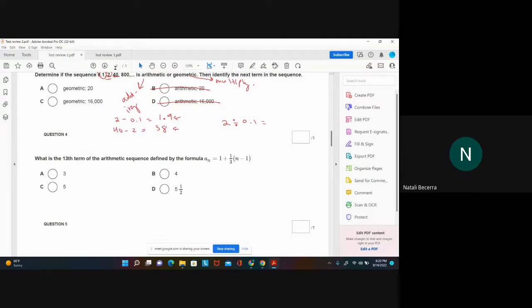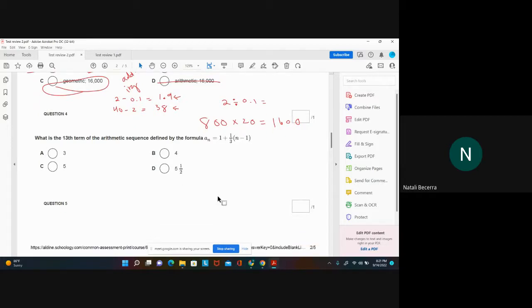Now they try to trick you here because they put the 20 right here. So you're like, oh, okay, that's my pattern. So that must be the answer. That's incorrect because the question asks, then identify the next term. So the last term was 800. Now that we know that we multiply 20 to get the next term, we're going to do that to get the next term, okay? So 800 times 20 is 1600, which is C. Okay, so be careful about that one.